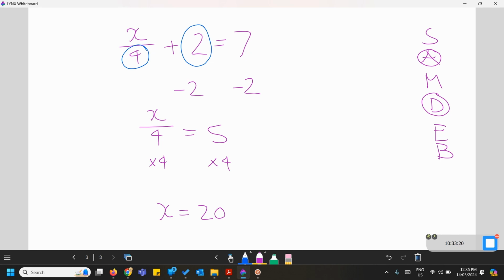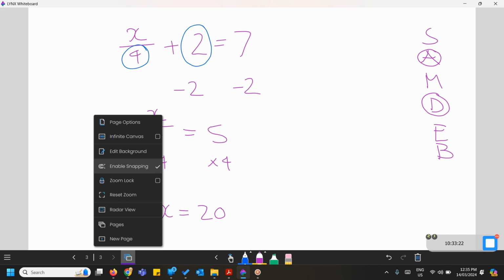New page. I can come back to these pages at any time if you need to write them down, so don't worry. Okay, now this question here is a little bit different. And hopefully I'll explain it well because it can be a bit confusing otherwise.